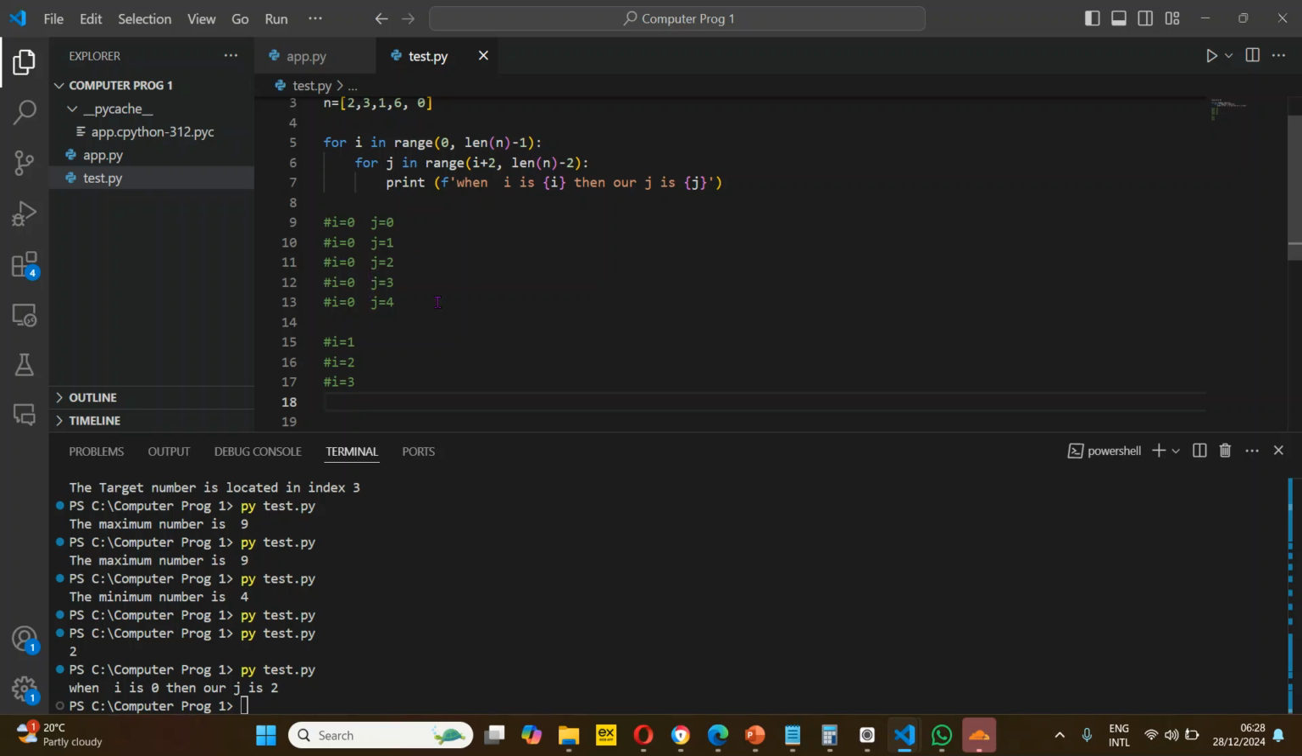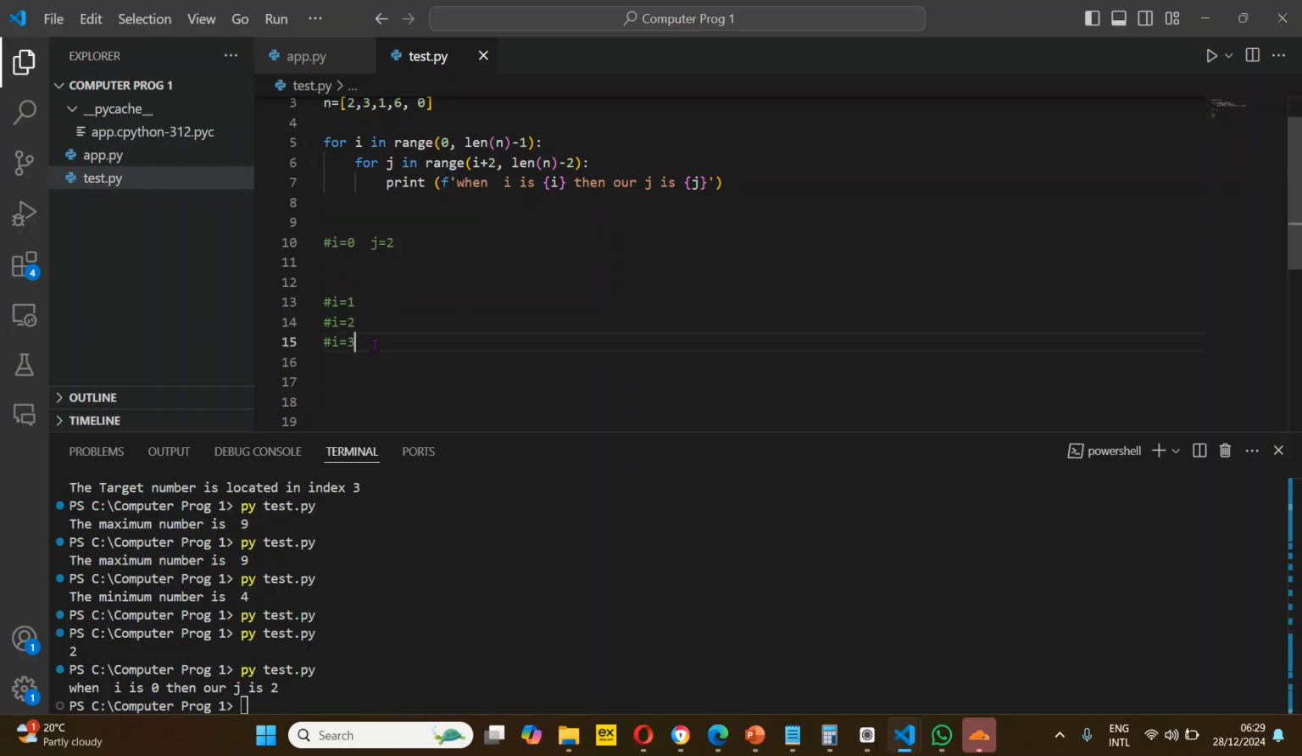Now, in the inner loop, when i equals 0, what happens? It means the length of n minus 2, which is 5 minus 2, which is 3, right? So 1, 2, 3. So you're skipping j equal to 3 and j equal to 4. Now you come here, i plus 2, in the first instance, is 0 plus 2, which means j starts from 2. So you are skipping this.